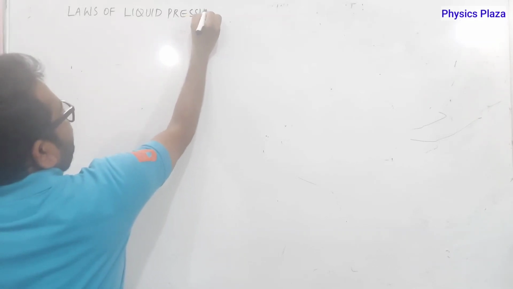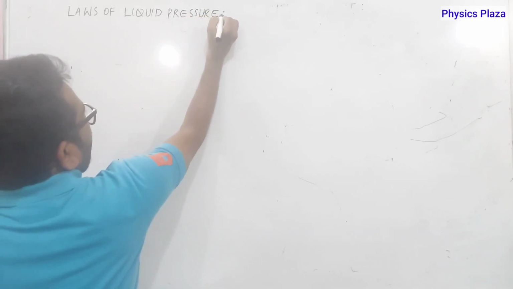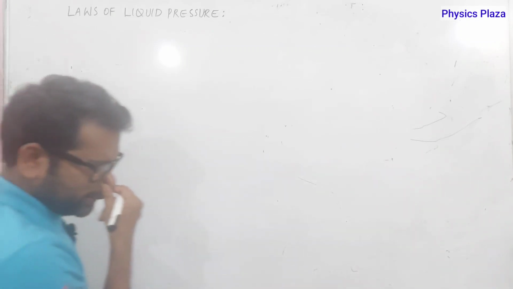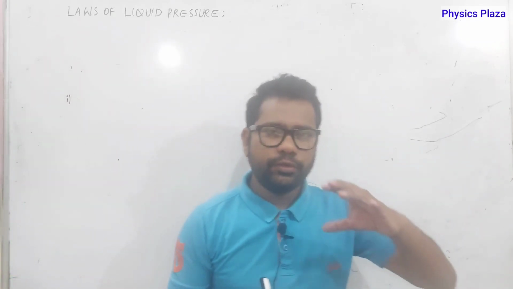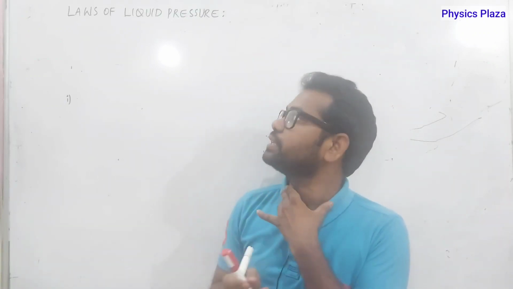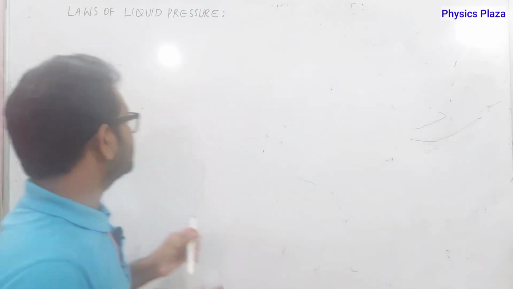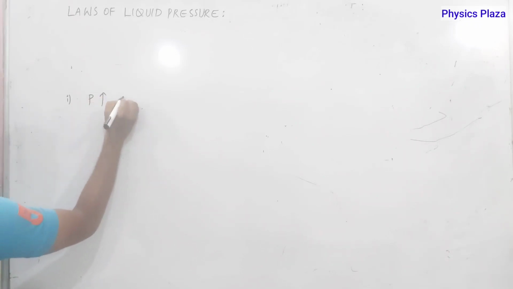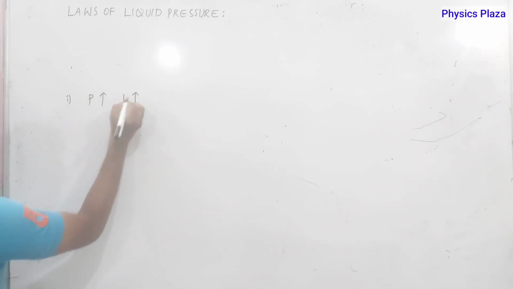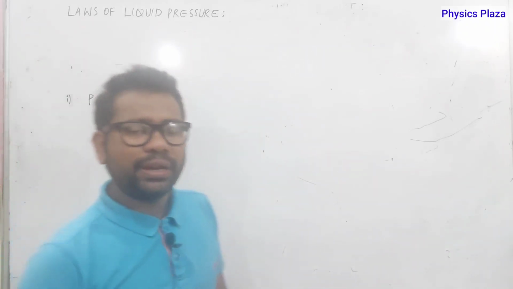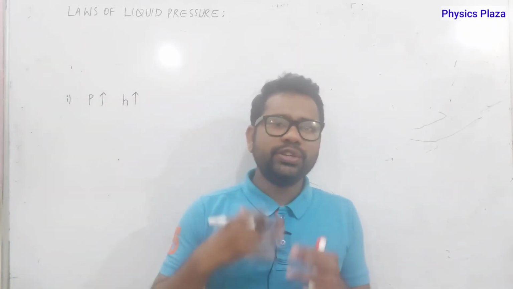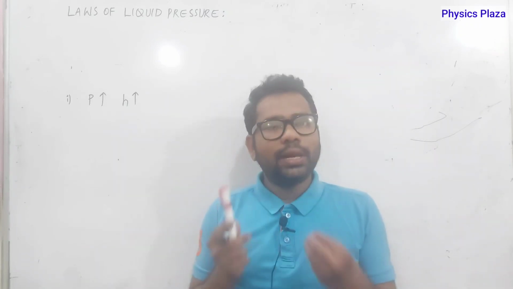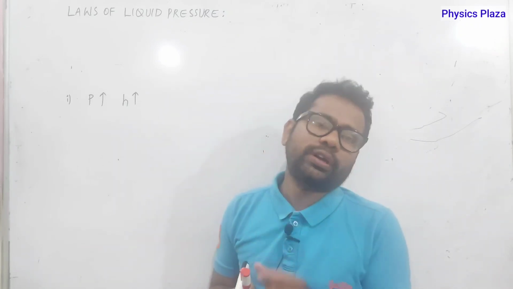Laws of liquid pressure. Children, let us say the first point. Of course, all we discussed is nothing but the factors affecting. If you have an idea about that, this will be very, very easy. So what is the first point, dear children? Pressure increases when depth is increased. Very important, children, very important. So pressure increases with the depth. The more depth you go, the more the pressure. The less depth you go, the less the pressure. That is the first point.